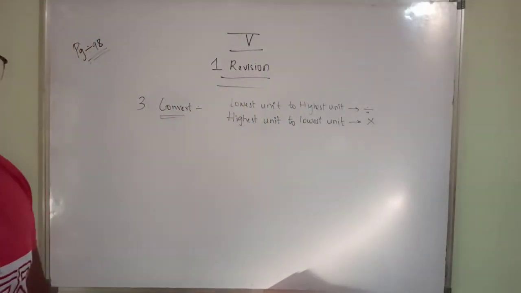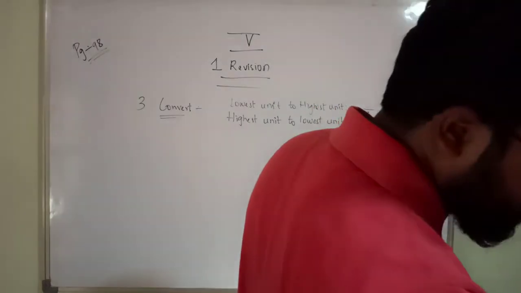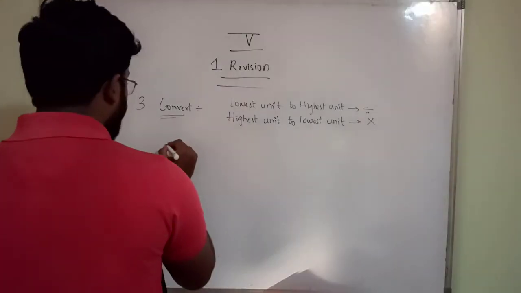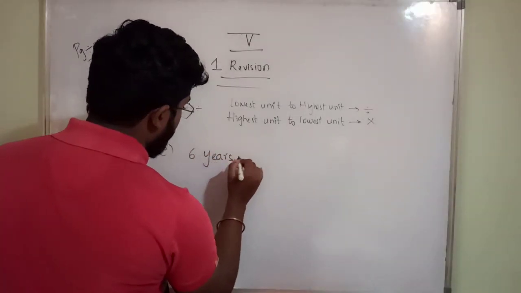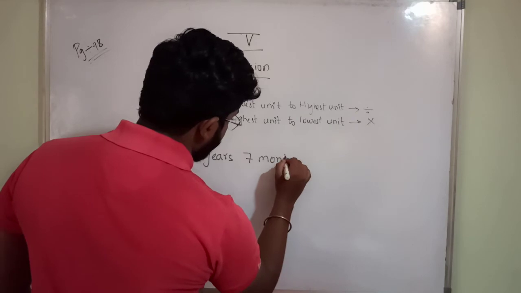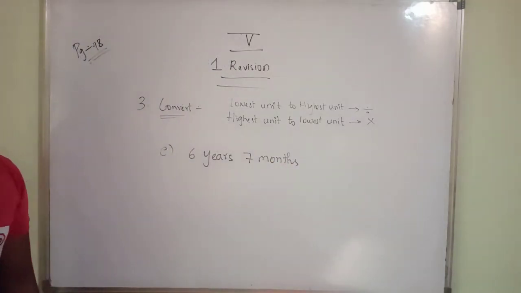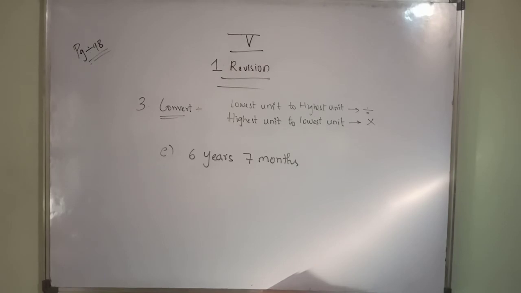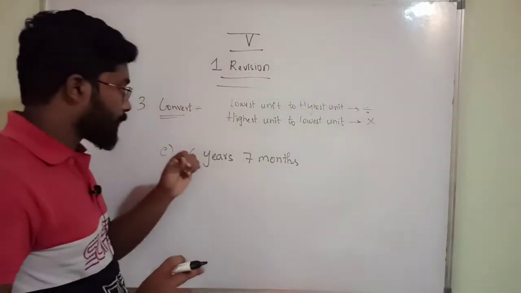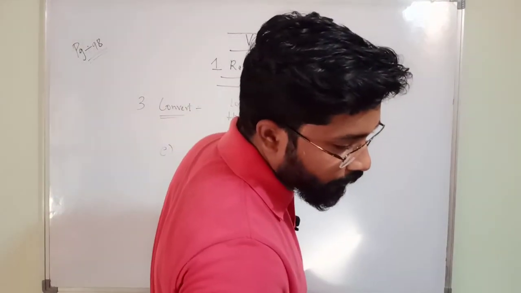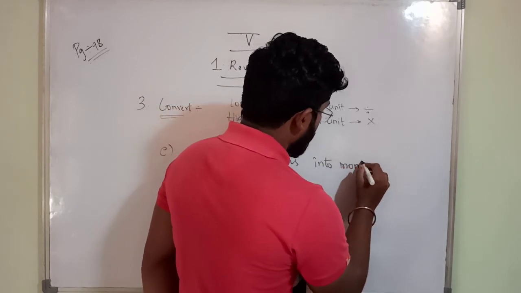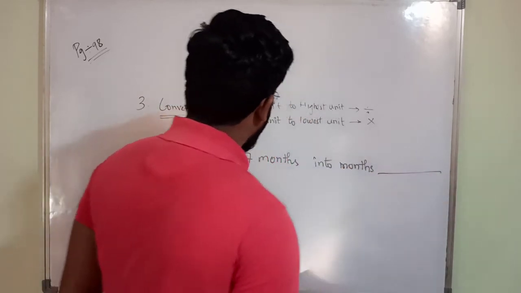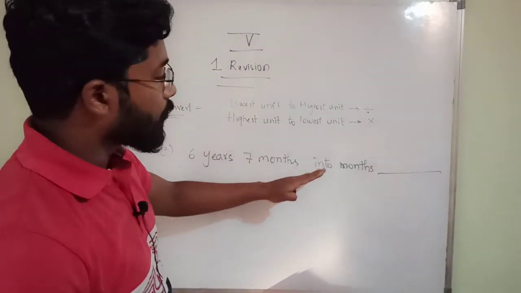Next one. He gave 6 years 7 months. 6 years, 7 months. Okay. Six years 7 months into months. We have to convert this total into months.